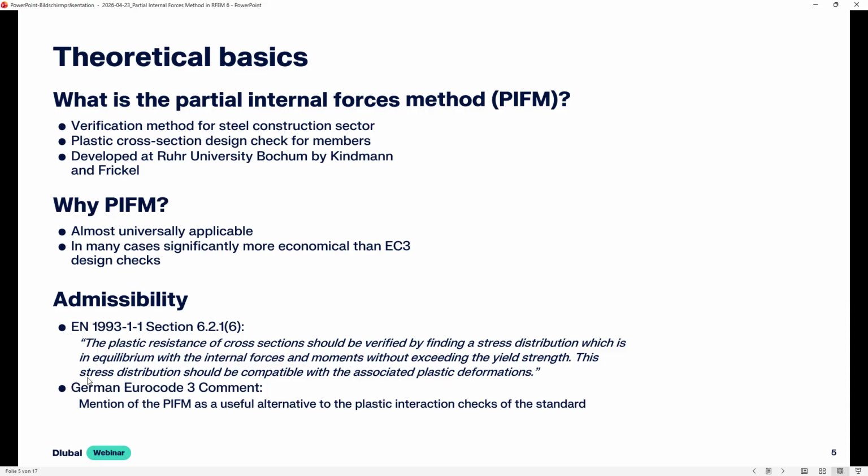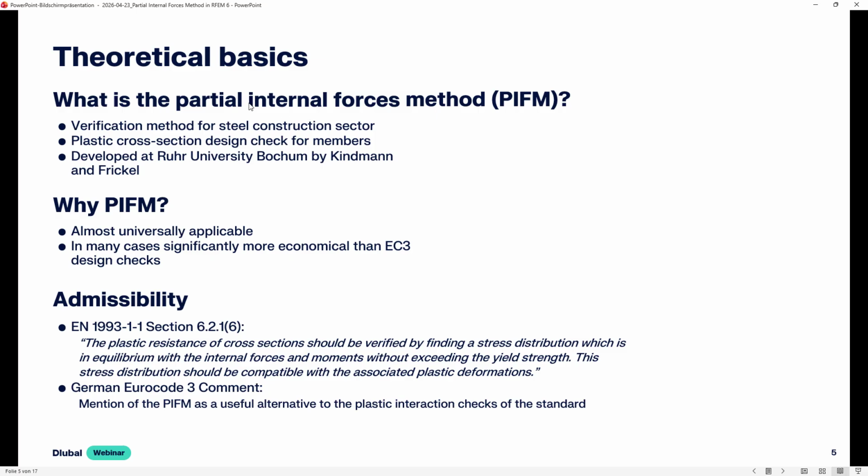which may lead to more confidence when using the PIFM, is that this method is especially mentioned in the German Eurocode 3 comment. And here they mention the PIFM, and they also say that this is a useful method or useful alternative to the plastic interaction checks that are given by the standard.